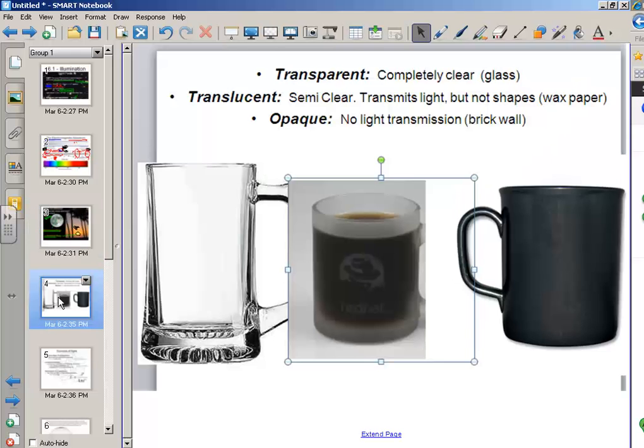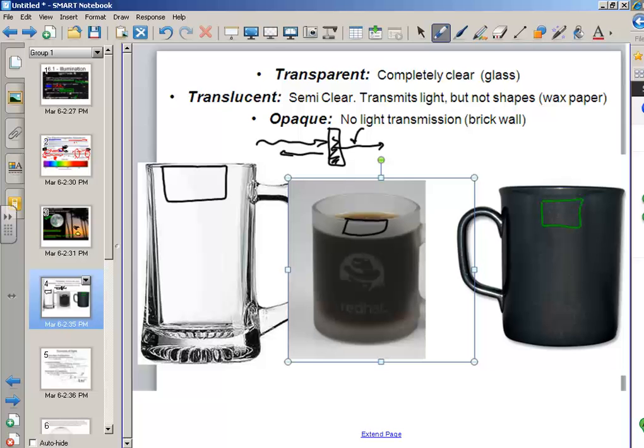Now, when light encounters a boundary, some of it bounces off, some of it travels through. That transmitted part depends on what the boundary is made of. If the boundary lets a lot of light through, we call that transparent. If the boundary lets a little bit of light through, we call that translucent. And if it lets no light through, we call that opaque.